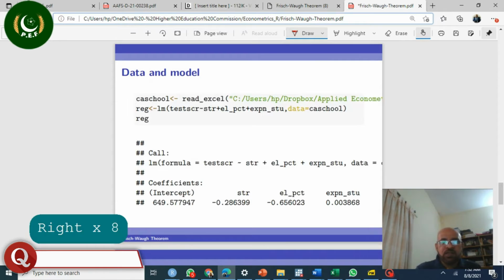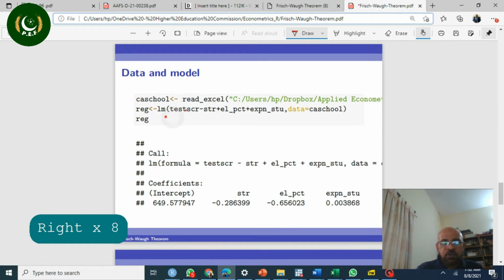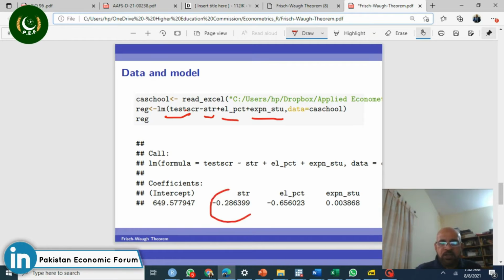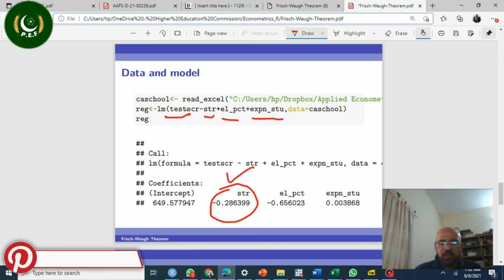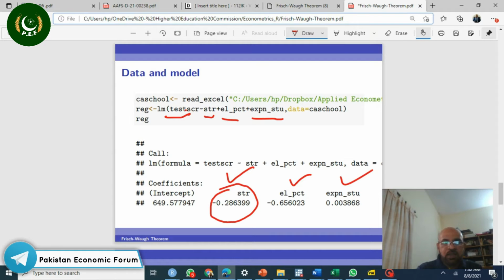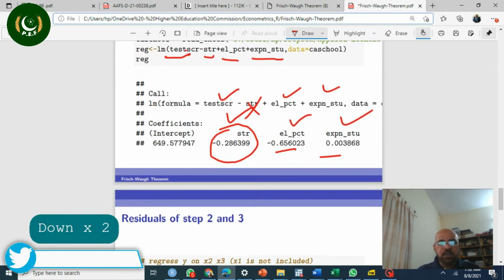We have this data, California school data from Stock and Watson. We have regressed test score on student-teacher ratio, English learner percentage, and expenditure per student, and our coefficient on student-teacher ratio is this one. Now regress the student-teacher ratio variable on these two, take the residuals, and then regress test score on these two variables and take the residuals.